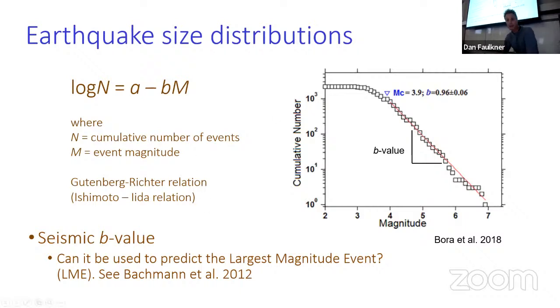There is quite a bit of argument about whether b-values work for predicting the size and magnitude of events, in particular whether these b-values can predict the largest magnitude events. I'm just going to leave that there. If you're interested, there are many papers written on this, but this one by Bachmann et al. tells us, at least in their opinion, that you can use these earthquake size distributions to predict larger events.